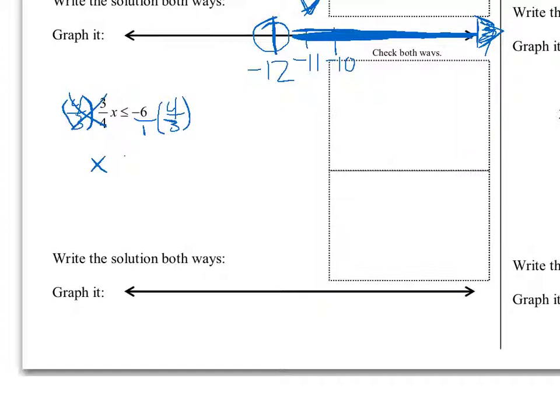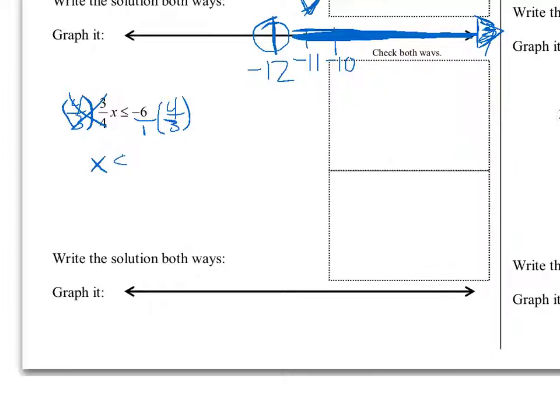Flip yes or flip no? Should I flip in this situation? See, everybody's saying no because we did multiply, but it was multiplication by a positive on both sides. This multiplication was a positive 4/3, so that is not a flip situation.